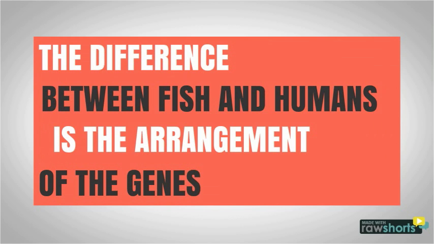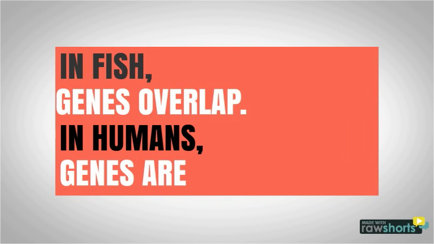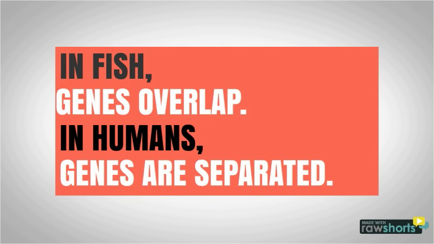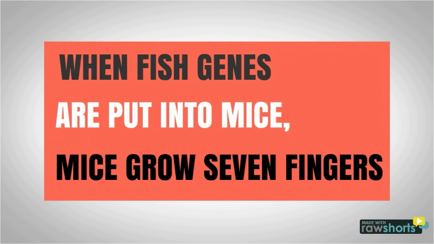In fish, the Hoxa11 and Hoxa13 overlap and fins are produced. In humans and mice, the genes remain separate to produce a pentadactyl state. In the experiment, however, fish genes were inserted into mice embryos, and mice fingers mutated to produce 7 digits. Why did this occur? Well, let's step back and take a deeper look into Dr. Kmita's research.